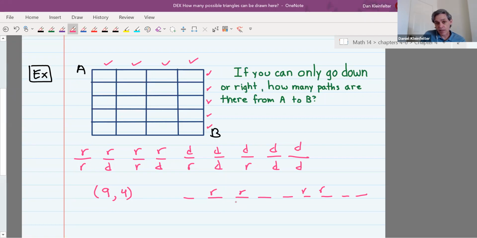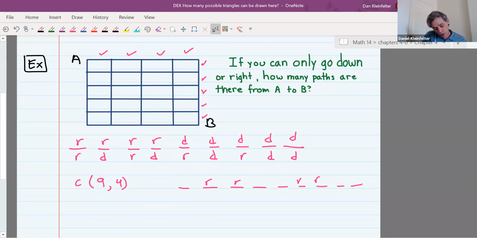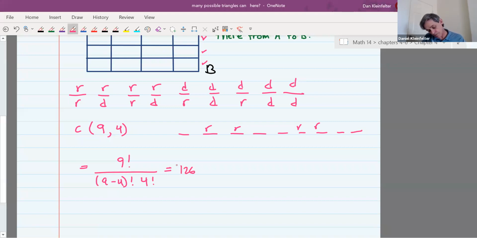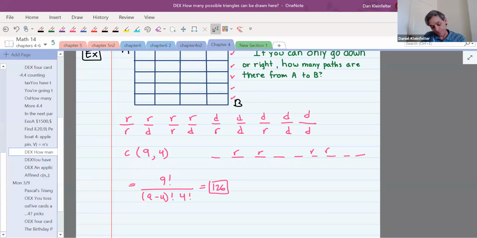Okay, if you don't remember, and it doesn't matter, right? It doesn't matter which R I wrote first. What matters is which one is chosen to be an R and which one isn't. So again, this will be combinations. Out of 9 total things, we're going to have 4. And so that will turn out to be 126. Okay, so there are 126 paths from A to B.